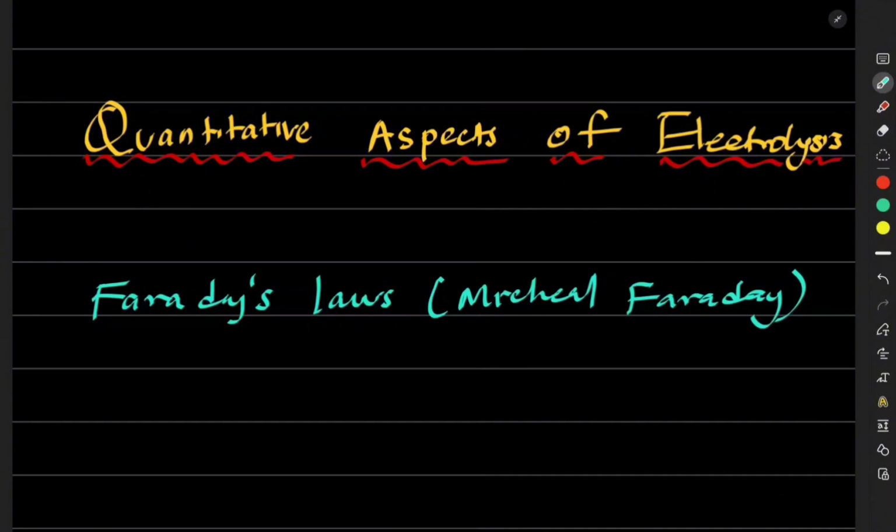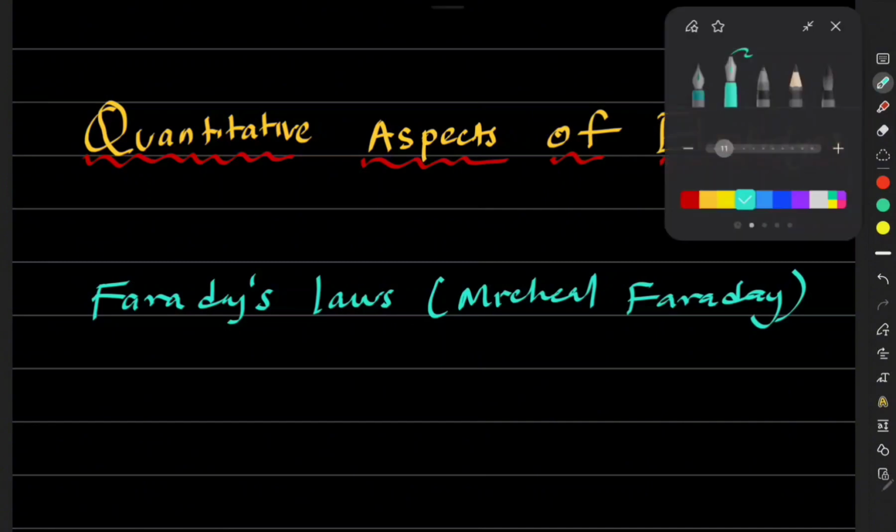His first law: the amount of chemical reaction which occurs at any electrode during electrolysis by a current is proportional to the quantity of electricity passed through the electrolyte, which can be a solution or melt state. Let's write it down in simple terms.